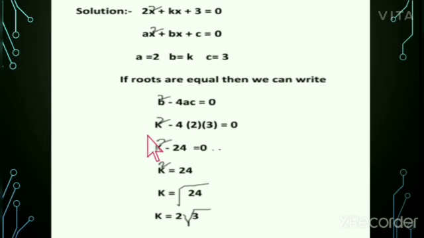By substituting the values, k square minus 4 into 2 into 3 equal to 0, then k square minus 24 equal to 0. We get k square equal to 24, k equal to square root of 24. Therefore we get k equal to 2 root 6.